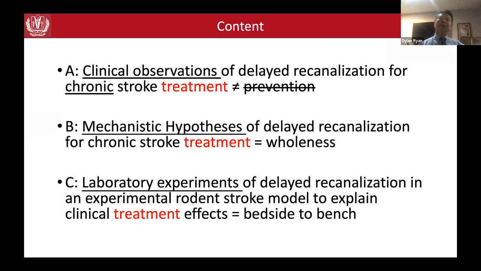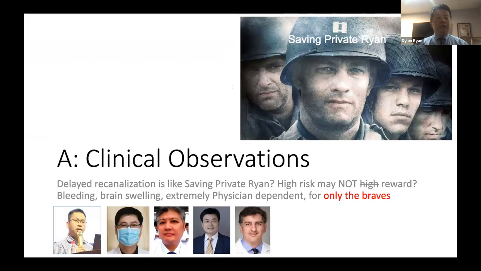The third part is we're using lab experiments to try to explain the clinical observation. So we call it a bedside back to bench approach. Firstly, the clinical observation, I call it Saving Private Ryan. It's high risk, maybe for some people. It's high risk, with bleeding and brain swelling. And I say it's extremely physician dependent. Some people just can't do it. Some people do this every single day, like a piece of cake.